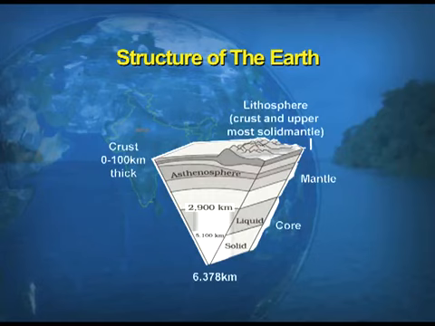Thereafter comes the core. The core-mantle boundary is located at a depth of 2900 kilometers. The outer core is in a liquid state, while the inner core is solid. The outer core is composed mainly of sial, that is silicon and aluminium. That is the top layer, sial, then comes the sima, and in the interior is the nife, which is mostly composed of nickel and iron.